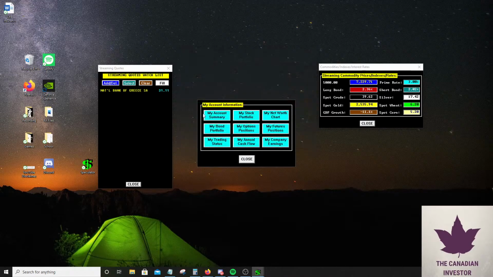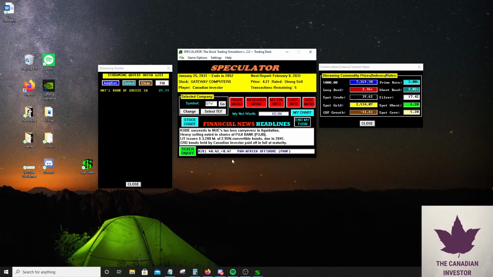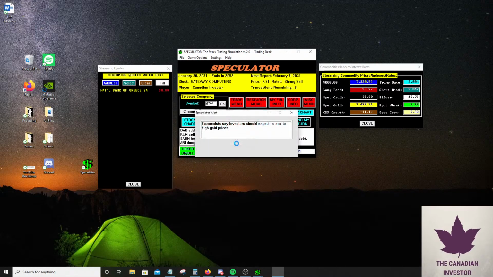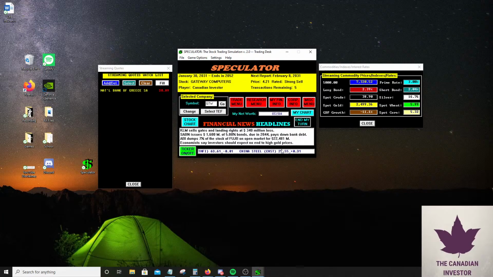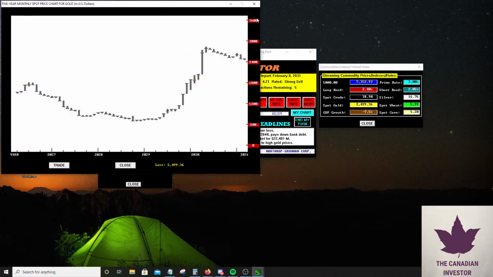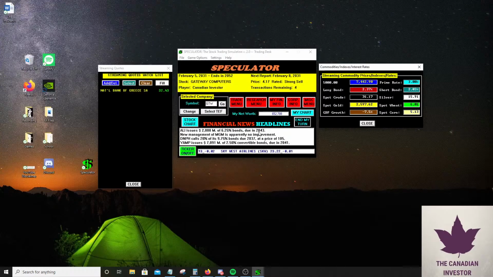CRD paid bonds in full. So we have a little bit of liquidity left. Oh my goodness, look at gold. $2,500.